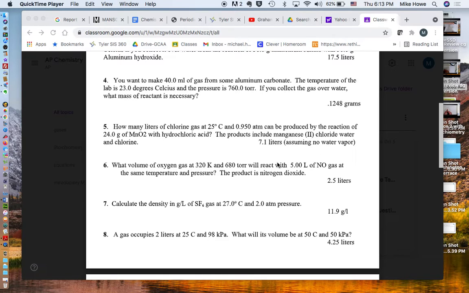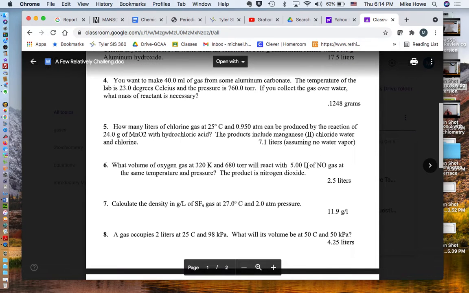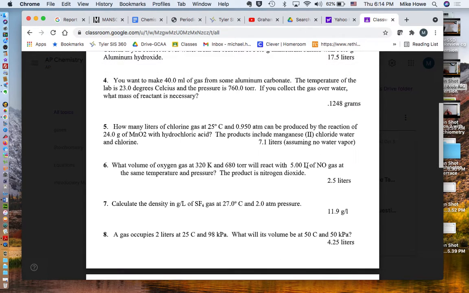Now we know that equal volumes of gases contain equal numbers of molecules. So if I have 5 liters of NO, that's the same number of molecules that I have of oxygen and nitrogen dioxide. So 5 liters at these same conditions of temperature and pressure all will contain the same number of molecules no matter what gas we're talking about. Therefore, you don't really need to change it to moles.